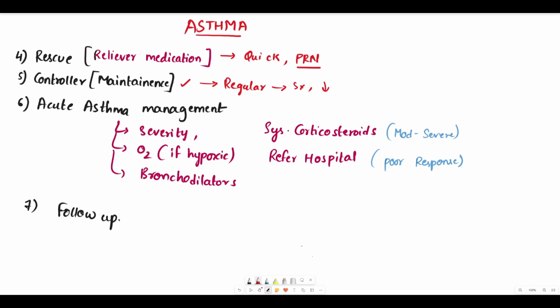And the next one is acute asthma management. First thing you'll be doing is assessing the severity. Second, if the patient is in the hypoxia state, you can provide oxygen therapy. You can also give rapid acting bronchodilators. If the disease is in the moderate to severe state, systemic corticosteroids can also be added. And even after doing all of these treatments, if the patient is still showing any poor response, in such conditions, you can refer to the hospital. The last thing you'll be doing is the follow up.